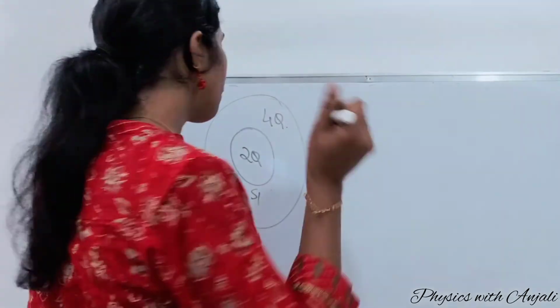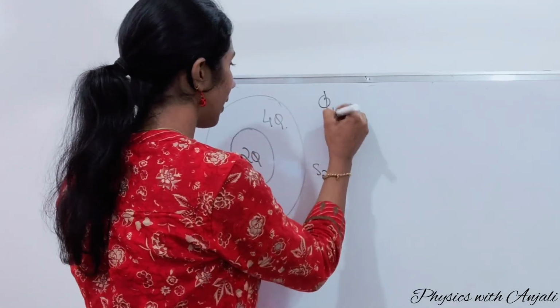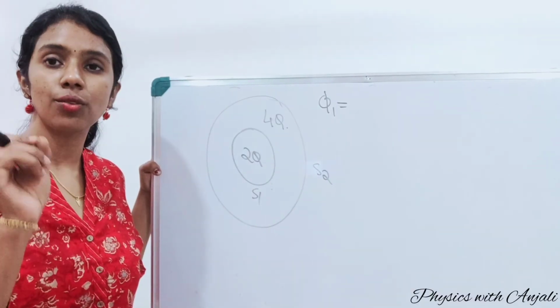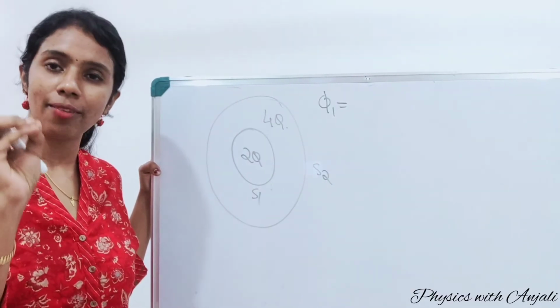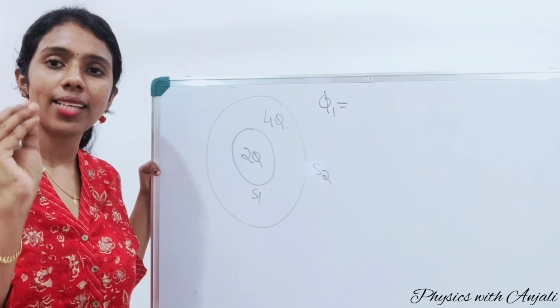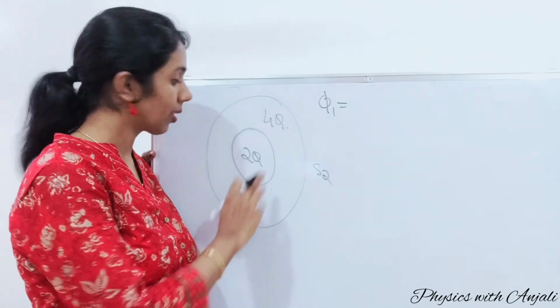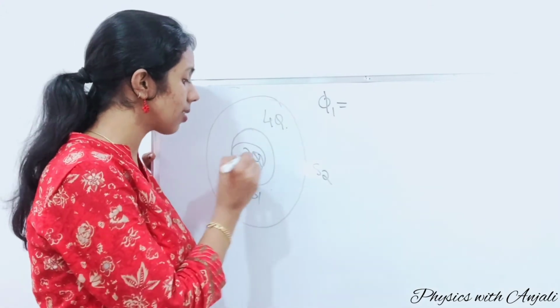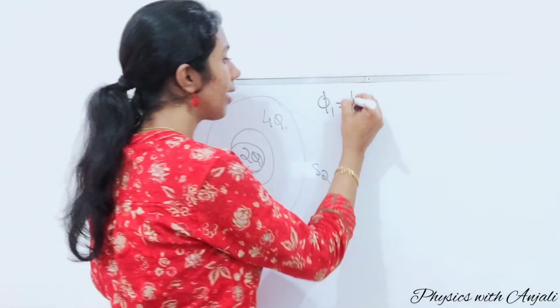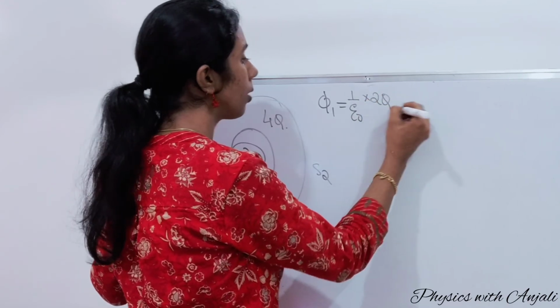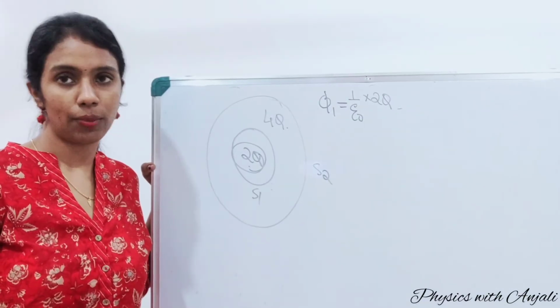So, first of all, we will find the flux passing through S1. Let it be phi 1. According to Gauss theorem, the flux passing through a closed surface is 1 by epsilon 0 times the charge enclosed by that surface. So, if you are considering S1, the charge enclosed by S1 is 2Q. So, I can write phi 1 as 1 by epsilon 0 into 2Q, because 2Q is the charge enclosed by S1.